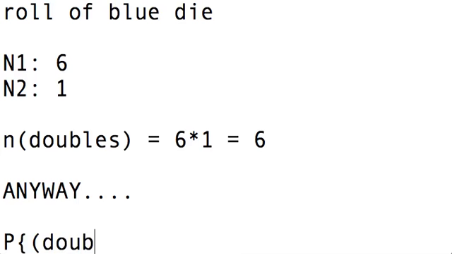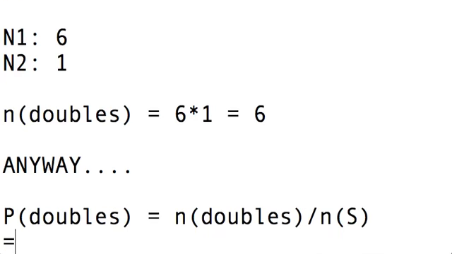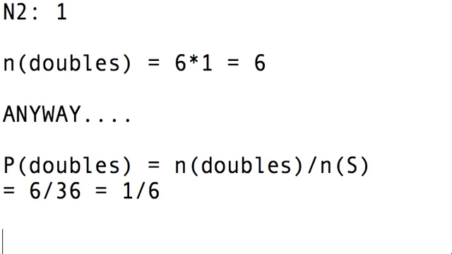So the probability of getting doubles, again, is the number of ways of getting doubles divided by the total number of rolls, which is 6 divided by 36, which is 1 out of 6 times. You expect doubles 1 out of 6 times, so if you're playing Monopoly, 1 out of 6 times that you roll the dice, you should expect to get doubles. Great.